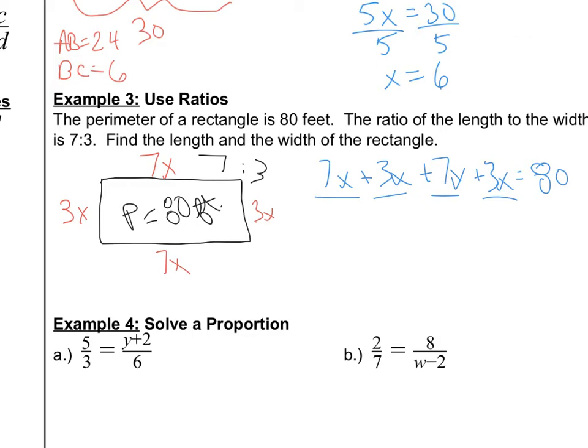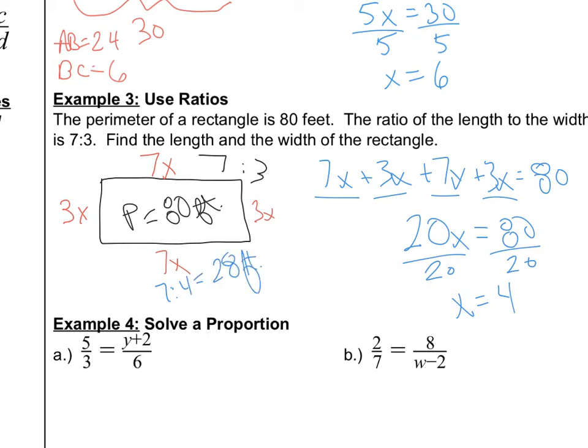These are all like terms. So just combine what makes it easy. 7 and 3 is 10. 7 and 3 is another 10. 10 and 10 is 20. 20x equals 80. Divide by 20. X equals 4. So now we go back over here. This would be 7 times 4. So the length is 28 feet. And make sure you label, since they gave us a unit of measure, feet, put it in your answer as well, please. And then 3 times 4, so the width is 12 feet. So 12 feet and 28 feet.